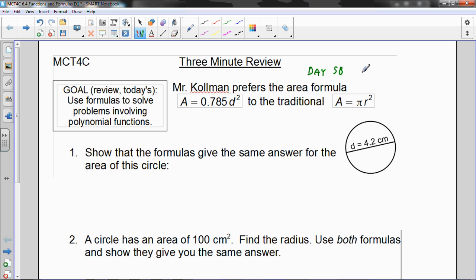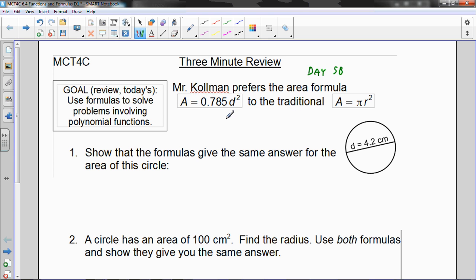Our last unit, chapter 7 in our textbook, has got all to do with measurement formulas. A lot of the formulas that we'll be taking today and tomorrow have to do with measurement, like area and volume and so on. So today's 3-minute review goal is review, because you've got lots of good skills with measurement and area and volume, and skills working with them as well. To use formulas to solve problems involving functions.